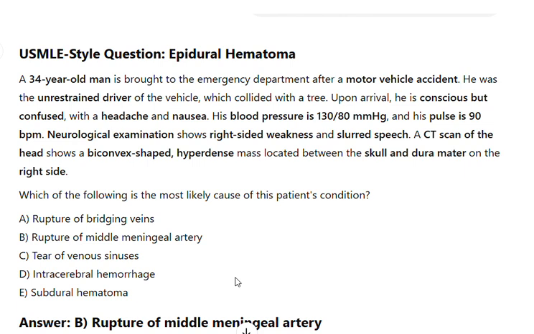A. Rupture of bridging veins. B. Rupture of middle meningeal artery. C. Tear of venous sinuses. D. Intracerebral hemorrhage. E. Subdural hematoma. Answer: B. Rupture of middle meningeal artery.